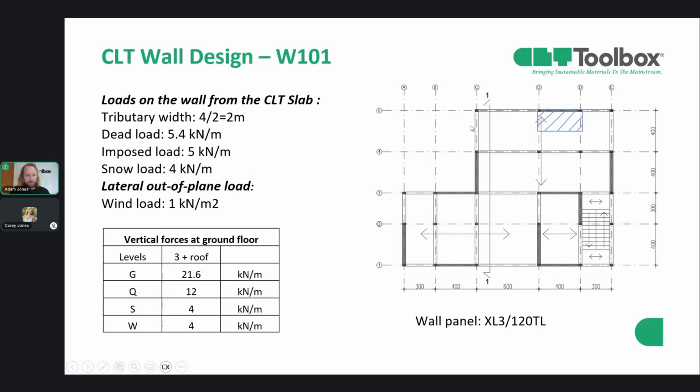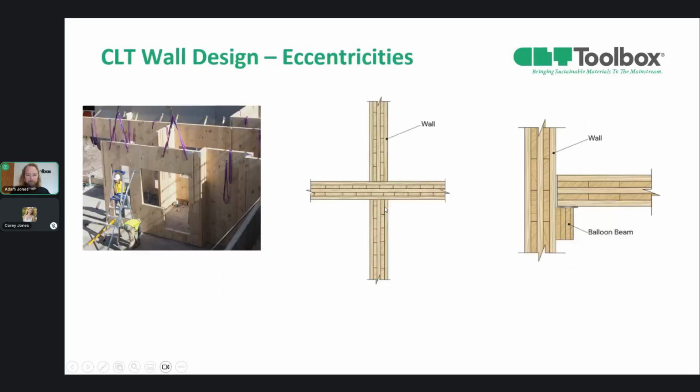So for just 3 levels plus roof and a pretty small tributary breadth, you do end up with a load of, say, 21 kilonewtons dead, 12 kilonewtons live, 4 kilonewtons snow. And for this case, we're going to just make an outer plane wind load. Where that gets quite interesting is from a fire perspective, how you deal with the bending moments when there's eccentricities and a lot of complexity in that scenario.